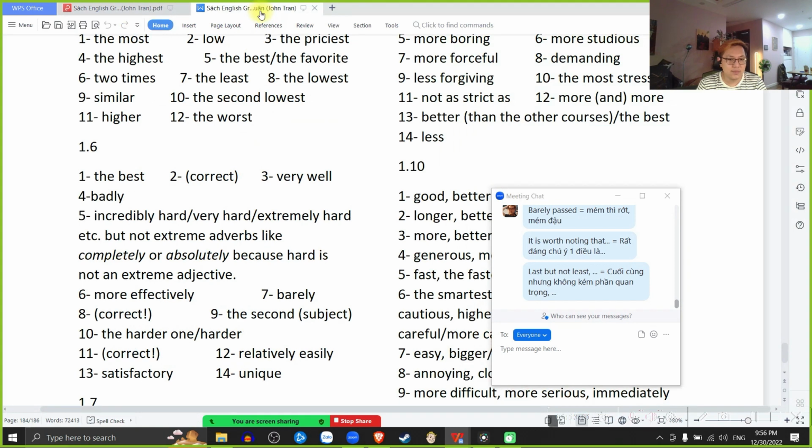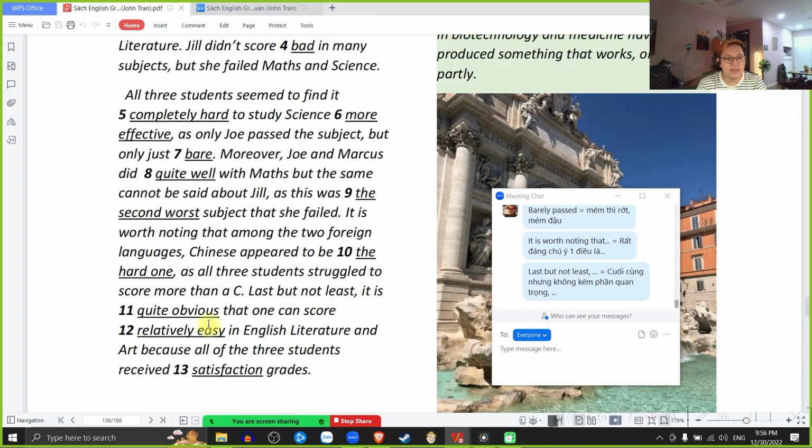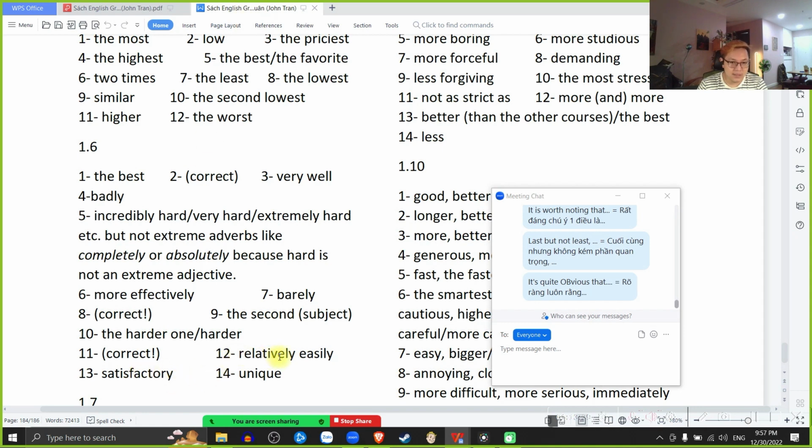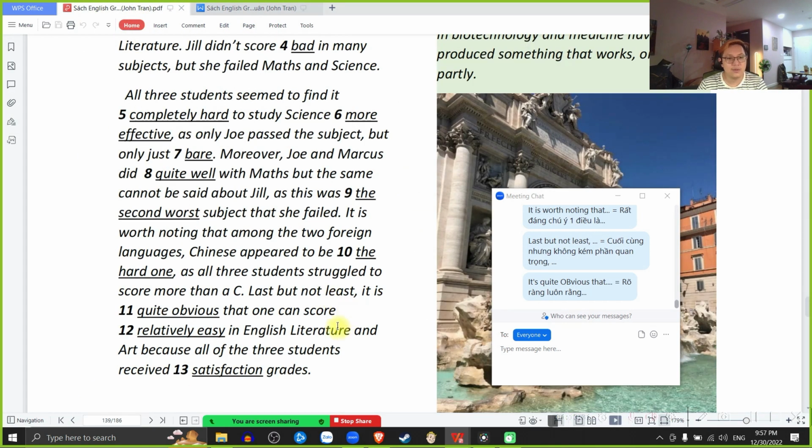Number 11, number 1's correct. It's quite obvious that one can score something. It is quite obvious that. Rõ ràng luôn rằng. Khá là rõ ràng rằng. Một người có thể đạt được điểm relatively easily. One can score relatively easily because it describes how you score, right? Nó miêu tả là mình score điểm, mình có được điểm như thế nào. Tức là nó phải là adverb, it must be an adverb.